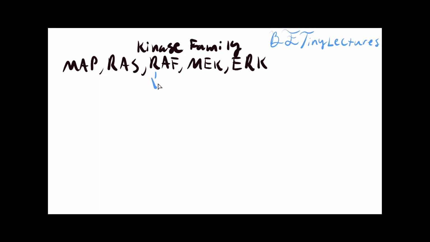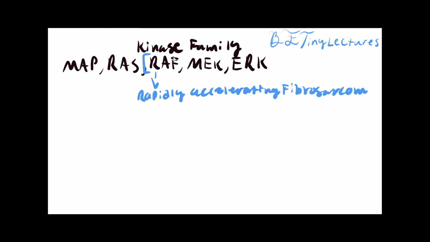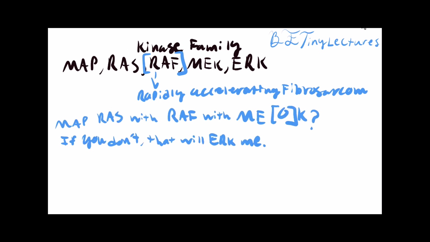So RAF is going to be a little special, and you'll see why, but this is rapidly accelerating fibrosarcoma. And if you have an abnormality inside this subfamily, you're going to have an increased risk of having melanoma. But first, let's kind of memorize just the acronyms in general. And so I came up with something to kind of memorize it. And I came up with map RAS with RAF with me, okay? If you don't, that will irk me. And maybe English isn't your first language, but irk just means to bother something or to bother someone.